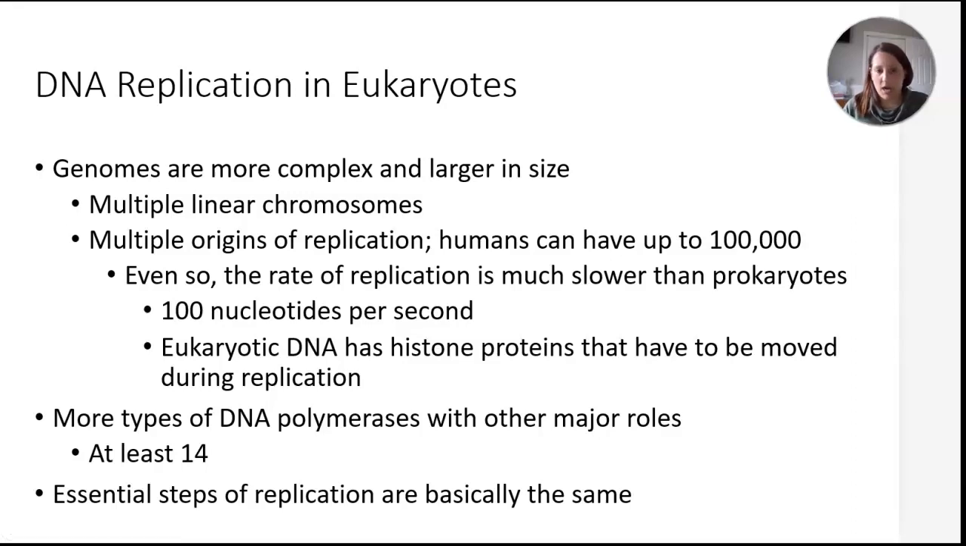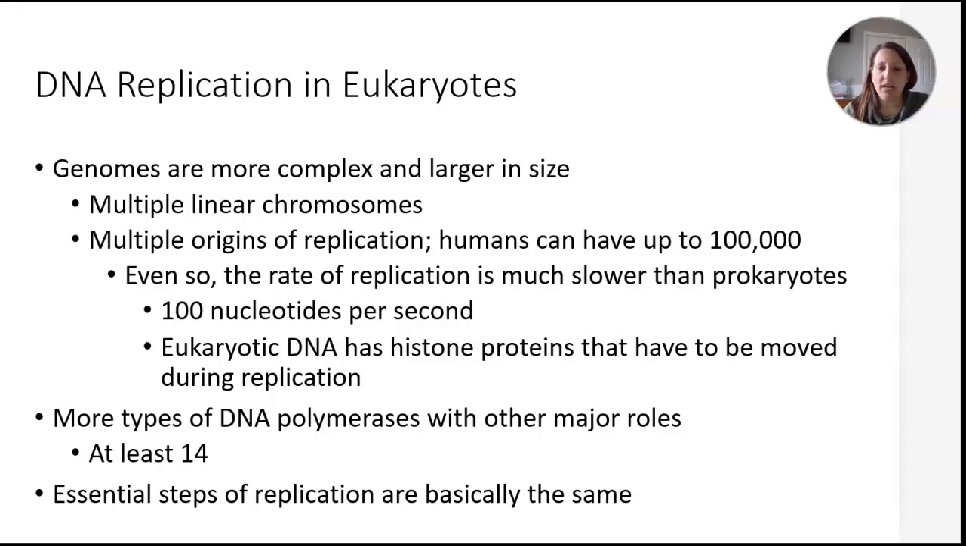So first off, we know that eukaryotic organisms, compared to prokaryotic organisms, our genomes are more complex and they're larger in size. Instead of having just one circular chromosome, we have multiple linear chromosomes. Instead of having just one origin of replication, we have multiple origins of replication. In fact, in humans, our chromosomes can have up to 100,000 origins of replication, compared to just one in prokaryotes.